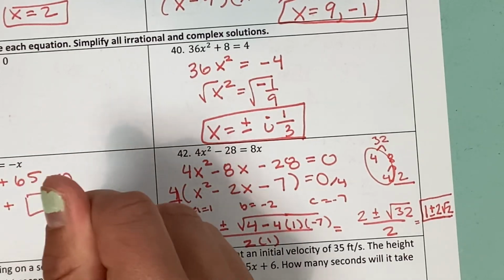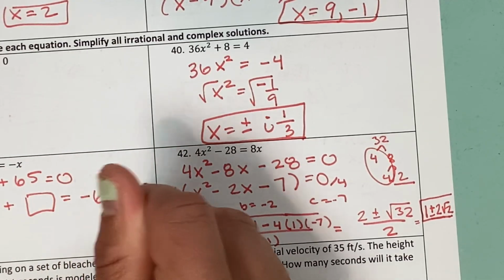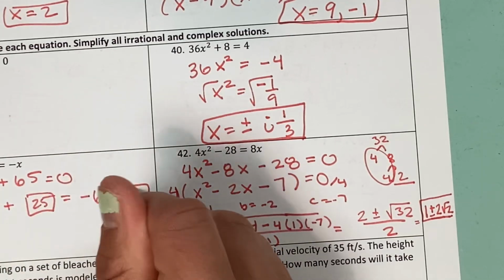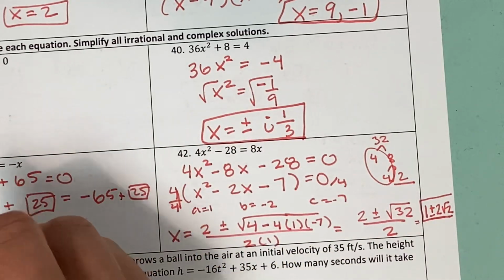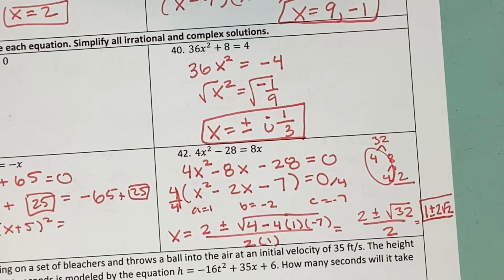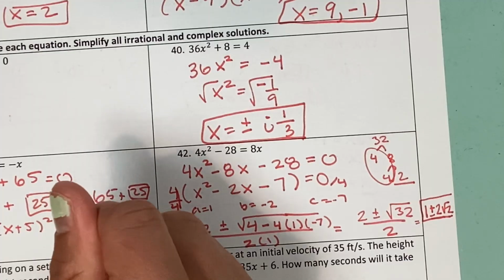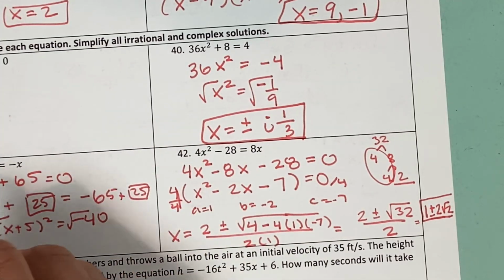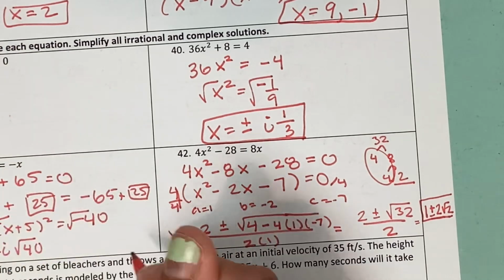Plus mystery box equals -65 plus mystery box. So divide by 2, which is 5, and square. So 25 is my number on both sides. So I can write that as x plus 5 squared. And over here is -40. So I'm going to square root and square root. So I get x plus 5 equals plus minus i, the square root of 40.